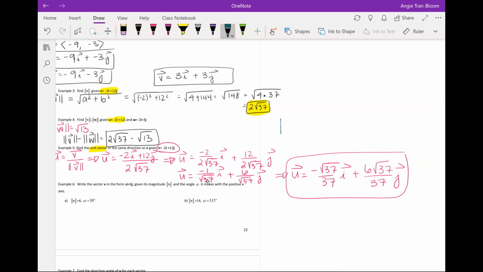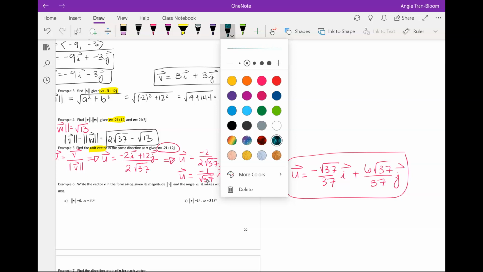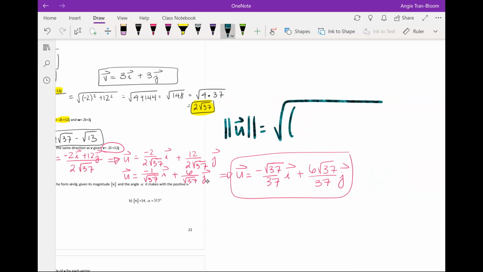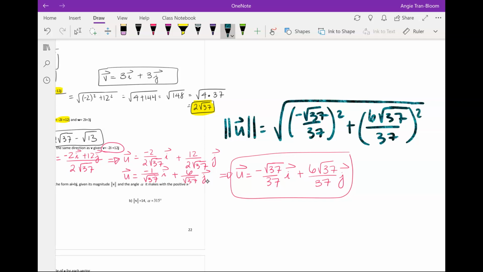Would you agree that for us to calculate the magnitude, all I got to do is a squared plus b squared and then the radical? All right, here we go. Hey, listen, don't trust your book or your teacher. You got to verify. All right, negative rad 37 divided by 37, squared. Plus 6 rad 37 divided by 37, squared. All right, check it for me. Is it coming out to be 1? Because that's the definition. If it's not, we did something wrong.